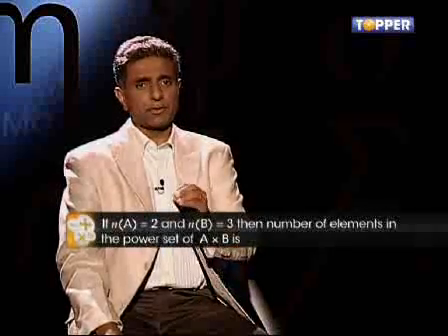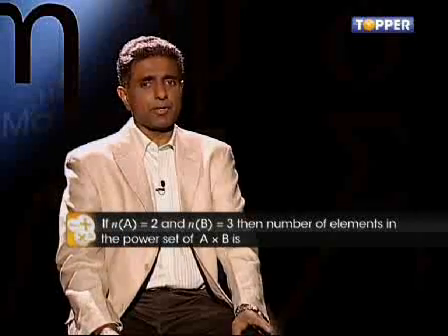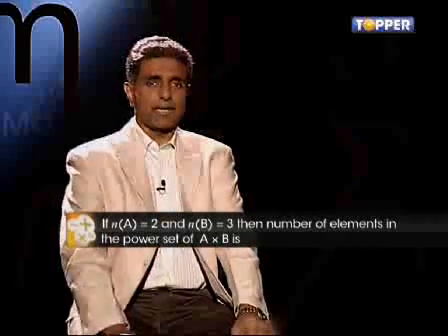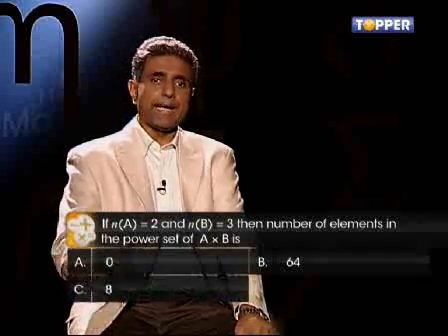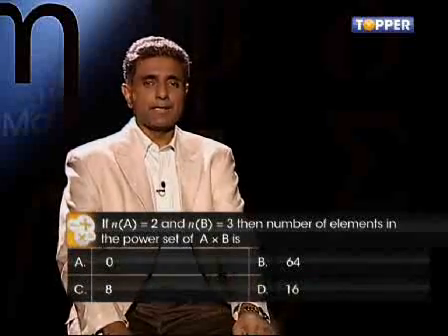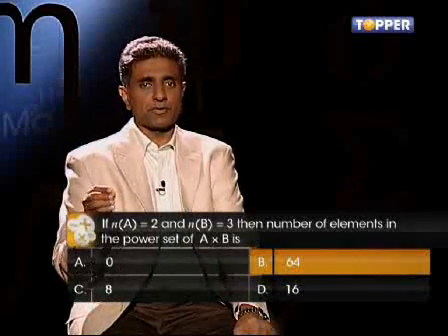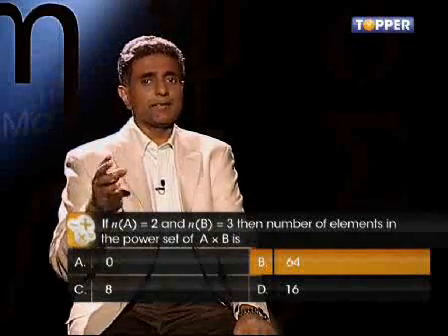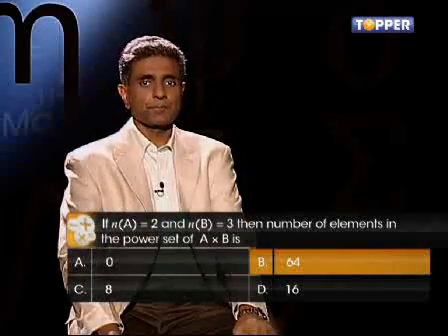Here's your last question. If n of A is equal to 2 and n of B is equal to 3, then find the number of elements in the power set of A cross B. Your options are A, 0, B, 64, C, 8, D, 16. The correct answer is B, as n of A cross B is equal to 6, so P of A cross B is equal to 2 to the power of 6, which is equal to 64.